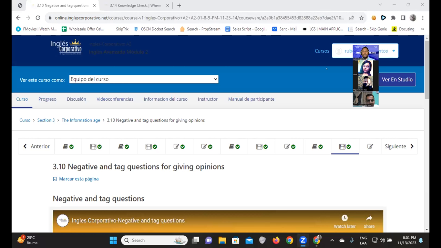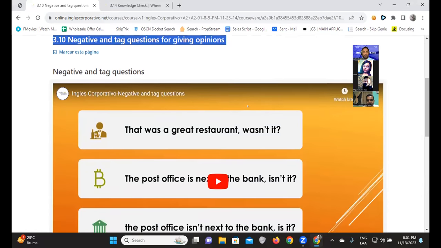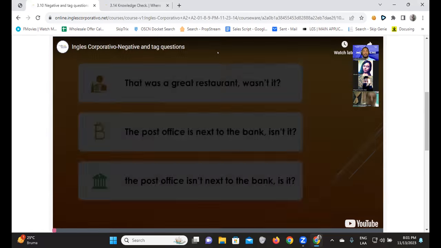For today's class, what I would like for us to do is review a little bit regarding section number 3.10, negative and tag questions for giving opinions. Listen, please.